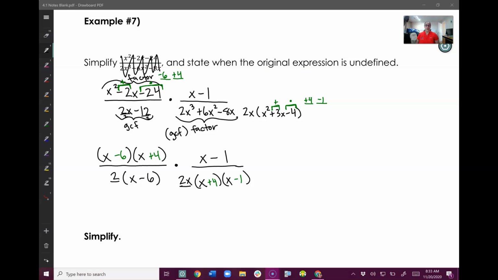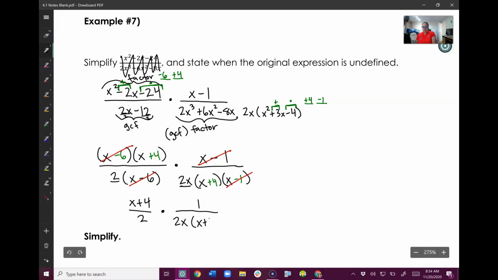So if you're not sure where you went wrong, pause the video for just a second, take a look at it so you can figure that out. But we can already see that there are some glue terms that are canceling. So I have these x minus 6's that are canceling, and I have some x minus 1's that are canceling. Sweet! So now I'm left with x plus 4 over 2 times 1. Anytime you don't have anything left, you put a 1 there. It's still a multiplying problem though.